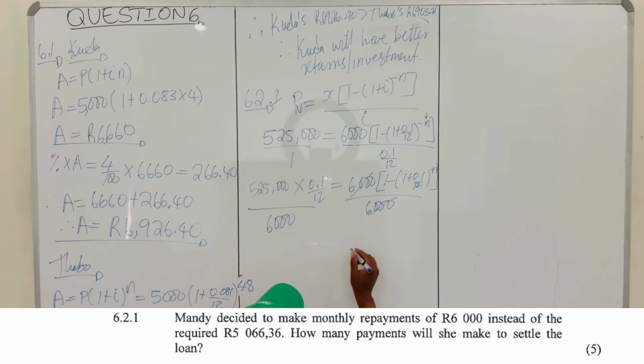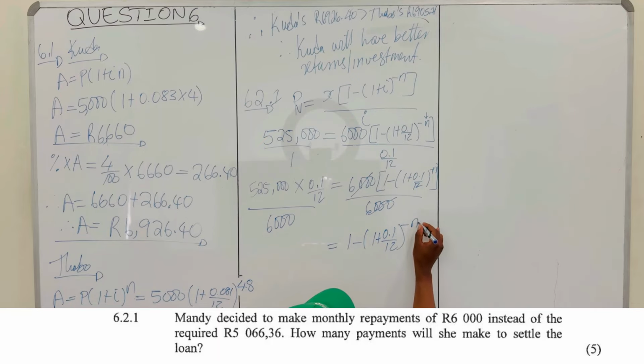What is the answer to this? It's 35 over 48, right? Yes. Then we're trying to solve for this, so take this to the other side. You subtract 1: 35 over 48 minus 1 is minus 13 over 48. So minus 13 over 48 is equal to negative 1 plus 0.1 over 12 raised to negative n.